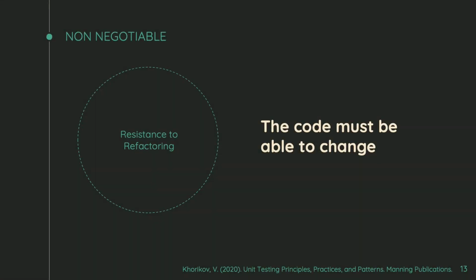One of them, though, is not negotiable. You need to make sure your code can change. Because as new requirements come in, as you gain new insights, maybe someone found a bug, you need to make sure you can change your code and it doesn't break your tests. So that always needs to be top of mind as you're thinking about your tests and how they're architected.